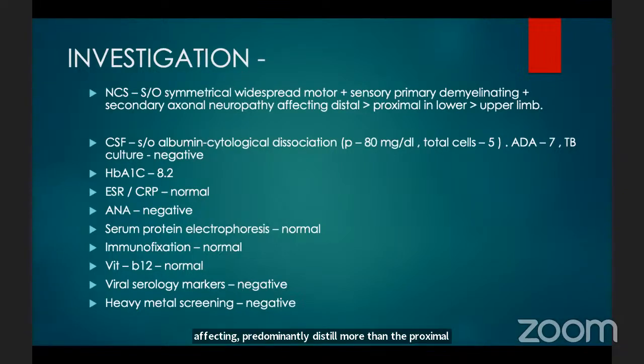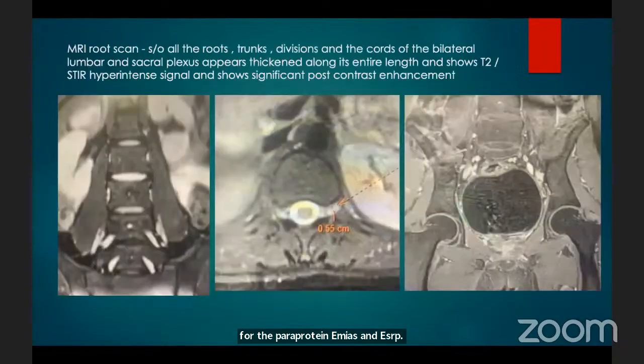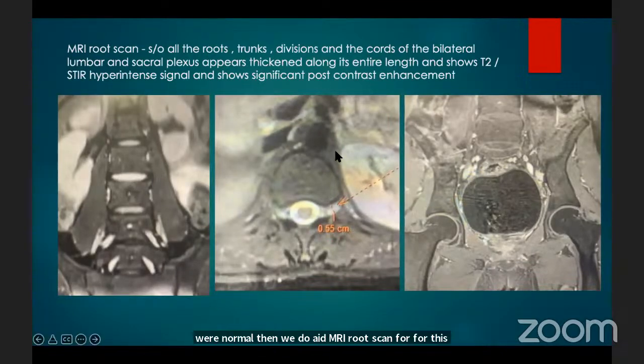The CSF is showing albuminocytological dissociation, and the rest of the investigations for paraproteinemias, ESR, CRP, viral markers, heavy metal screening, and vitamin B12 were all normal. Then we did an MRI root scan for this patient, which showed lumbosacral root plexus enhancement, with post-contrast enhancement also.